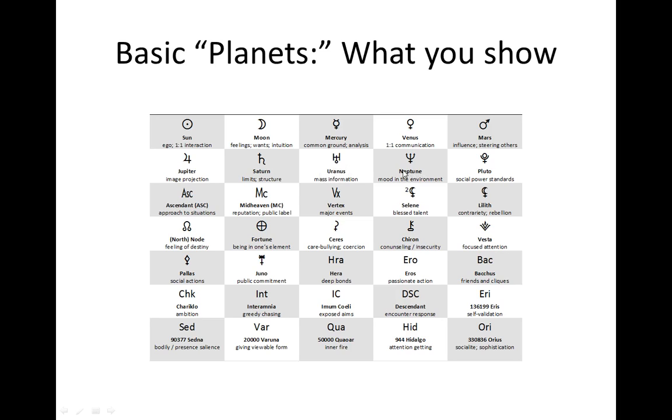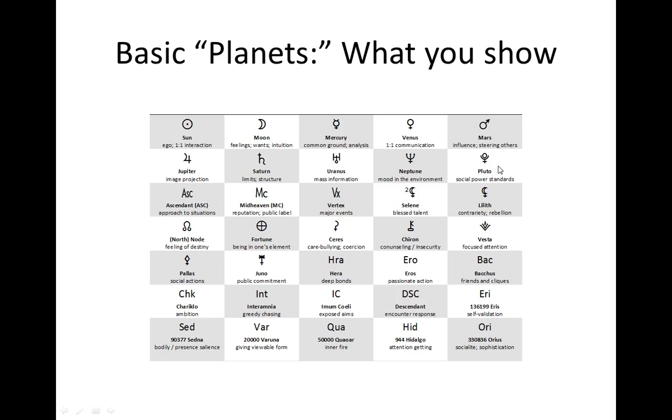Neptune is your mood in the environment. The sign that Neptune is in basically tells you where you leave your strongest vibe on people. So, a person walks into a room and you're like, I don't know about them. They're kind of weird. Basically, you're looking at their Neptune. It's an emotional, what we would call it is your socio-emotional context, or something like that. It's your vibe, more or less.